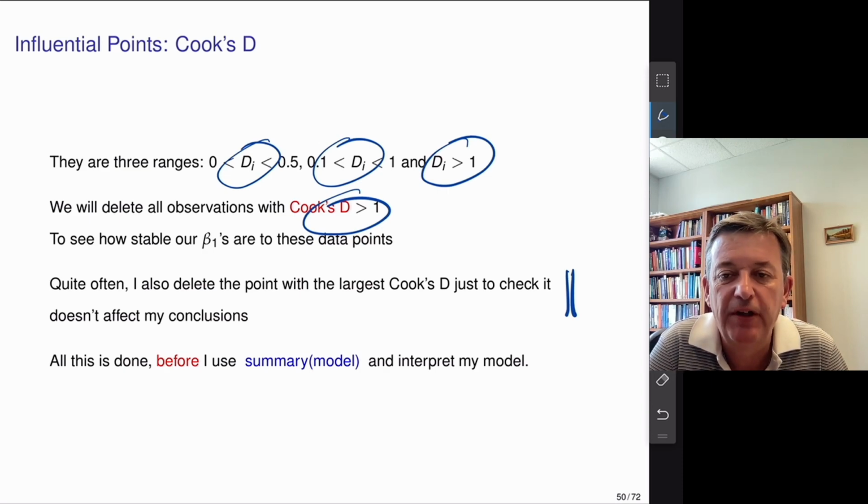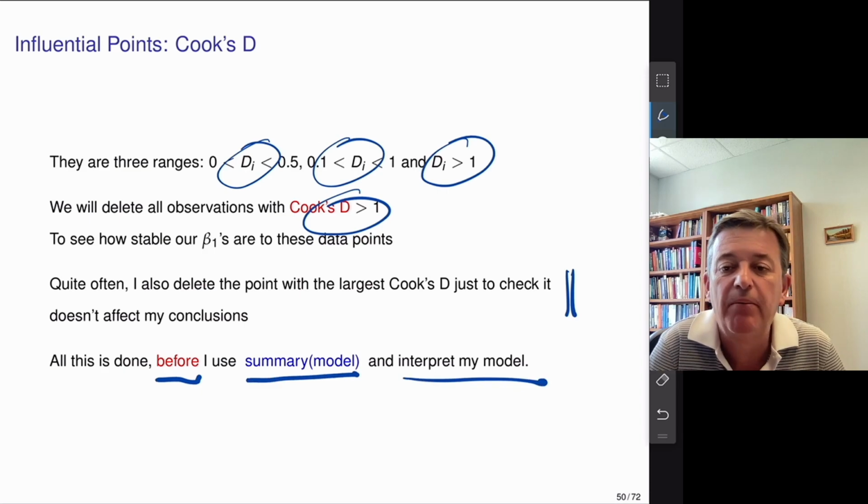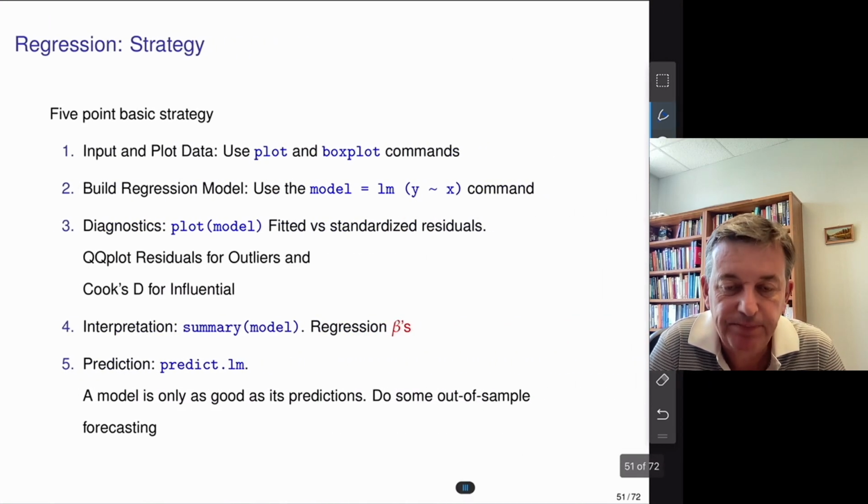Now, not deleting outliers, just explaining outliers, trying to figure out if I'm missing X variables. All of this is done before I allow myself to look at the model summary, before I allow myself to interpret my model, before I allow myself to look at t-ratios, and before I allow myself to do predictions. So the influential point work is part of your diagnostics paradigm that should be done before you do any formal statistical methods.